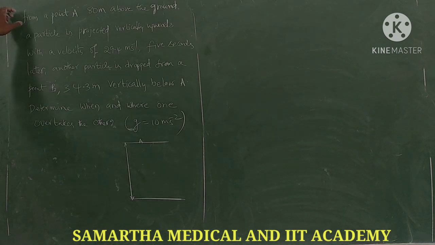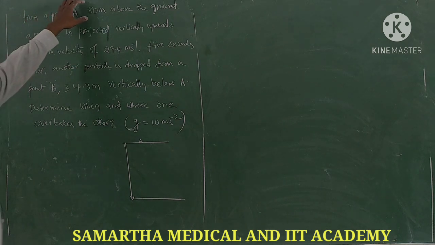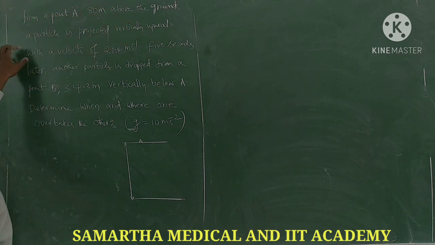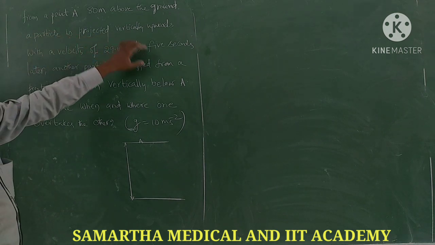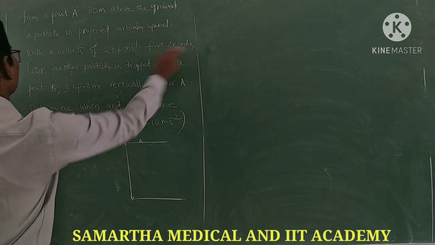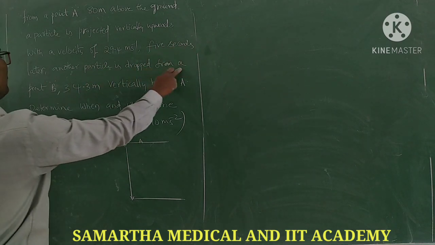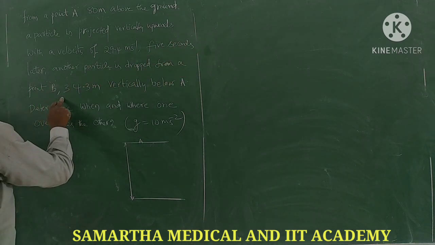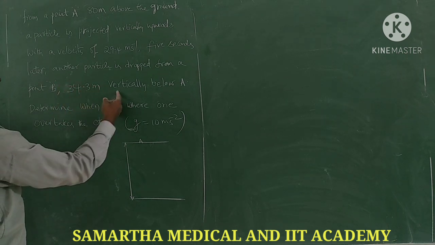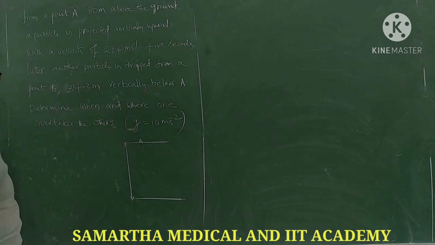See here, from a point A, 80 meter above the ground, a particle is projected vertically upward with a velocity of 29.4 meter per second. 5 seconds later, another particle is dropped from the point B, that B is at 34.3 meter vertically below the point A. So determine when and where one overtakes the other.